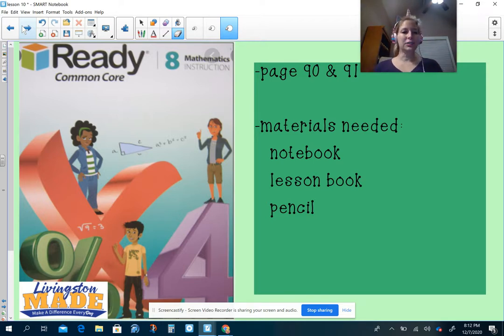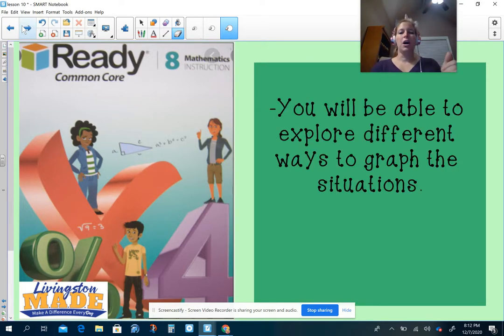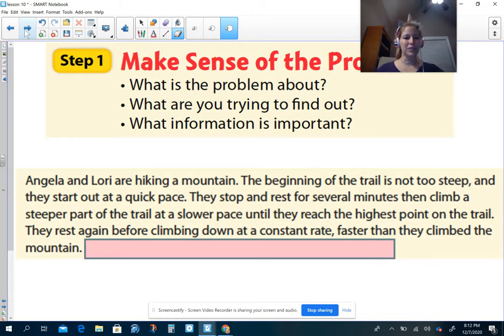So yesterday we talked about graphs and we were matching situations. Today we're going to graph the situations. So we're going to be in control of what our graph looks like based on our scenario. So this is going to be exciting. This is fun. I love this part.